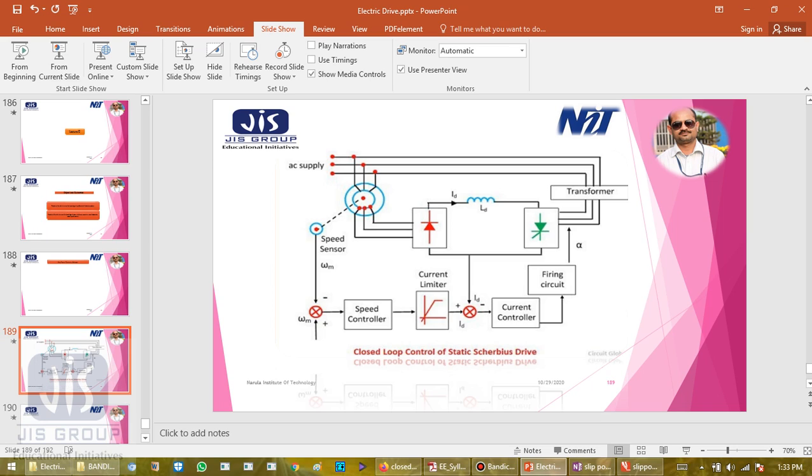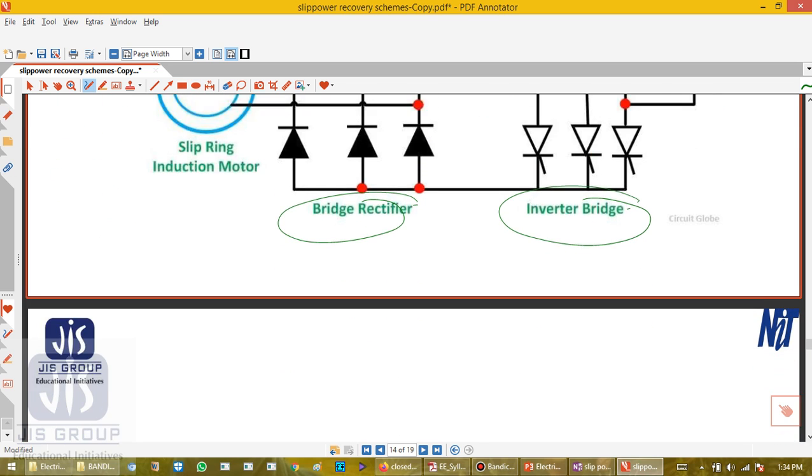Okay, and this is the closed loop control of static Kramer's drive, but we have not yet studied the static Kramer's drive. So let me first start the concept of static Kramer's drive. Okay, so now static Kramer's drives.